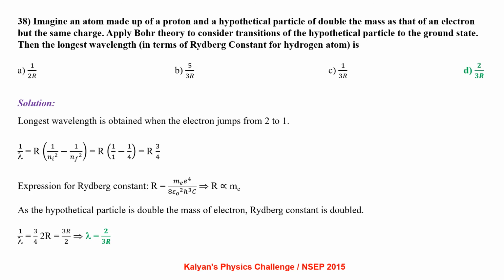Expression for Rydberg constant R equal to m e power 4 by 8 epsilon naught square h cube c, from where we have Rydberg constant is directly proportional to mass of electron. As the hypothetical particle is double the mass of the electron, Rydberg constant is also doubled. So 1 by lambda equal to 3 by 4 times 2R, that is lambda equal to 2 by 3R.